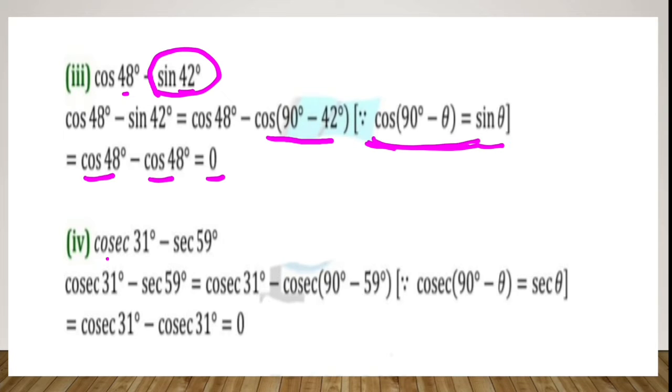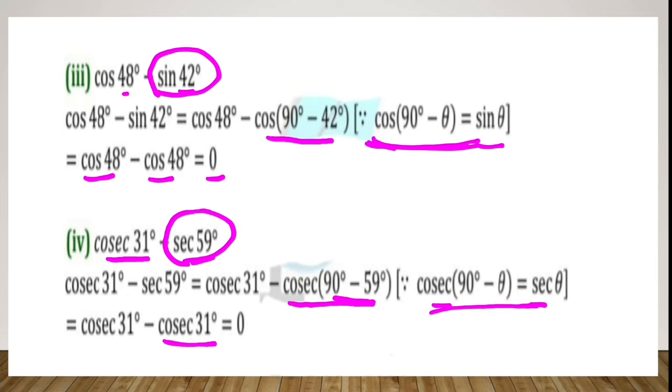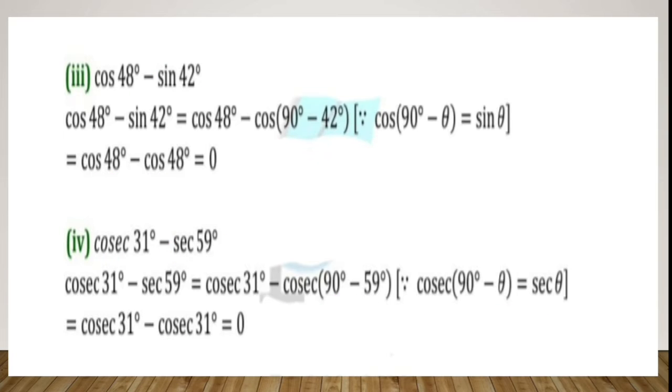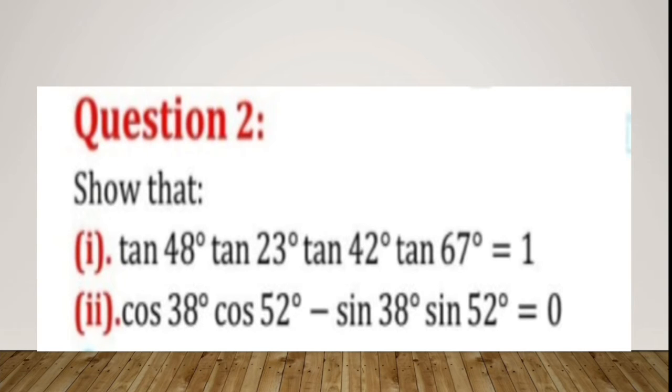Now the next one is cosec 31 degree minus sec 59 degree. Cosec is the complementary of sec, so in place of sec 59 I am writing cosec 90 minus 59 using this formula. Now if you do the subtraction under the bracket, it will be cosec 31. So cosec 31 minus cosec 31, the value will be 0. Okay, in this way you have to solve this type of question.